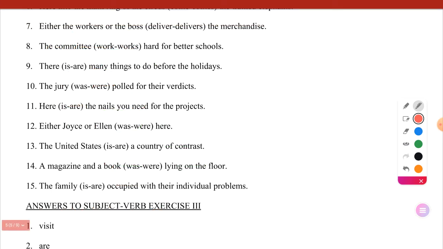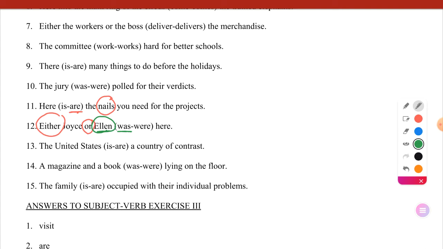Number 11: here are the nails that you need for the project. The subject is nails, so the verb should be plural: are. Number 12: either Josie or Ellen. Our rule: the closest one, the last subject, which is Ellen, singular, so was. Ellen was here.